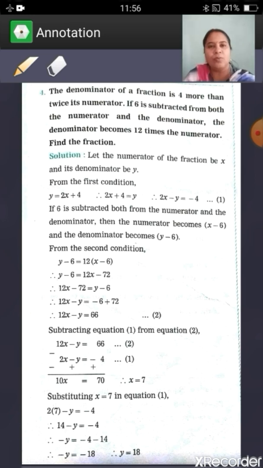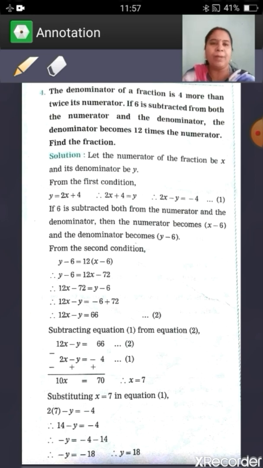Let us understand what are the two things which I have to assume here as x and y. From where will we know that? From the last part. The last part of the question says find the fraction. And I hope you know that a fraction is defined as a ratio in which we have numerator and denominator. So obviously the two things that I have to assume in this sum are: let the numerator of the fraction be x and its denominator be y. So this is our first step, to do the proper assumption. So I have assumed numerator as x and denominator as y.